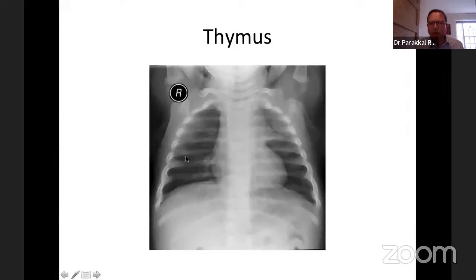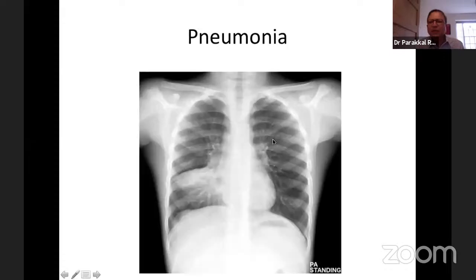This happens to be on the right side, but the same thing can happen on the left side as well. So that's about the thymus. The next thing is about pneumonias.